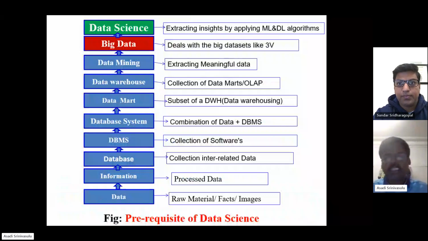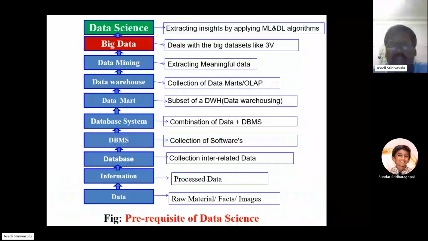It starts with the data. Data may be a raw material or any kind of fact: image, audio, video, text, graphics, animation, anything. Once we process the data, it becomes information. Once we have information, we collect interrelated data and make a database with the help of database management tools. So the collection of interrelated data is called a database.